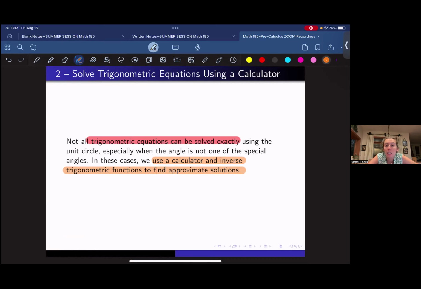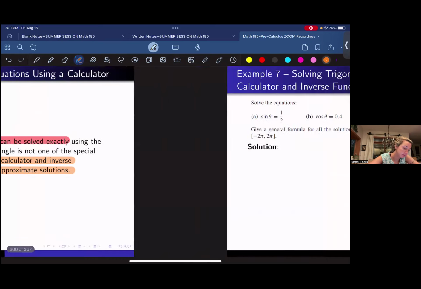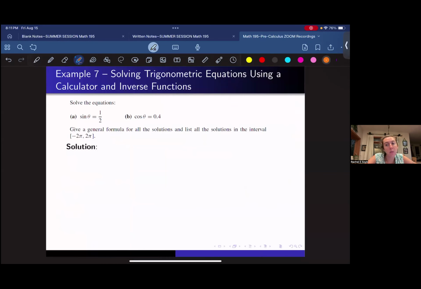So now let's take a look at example 7. Where that first one, we still don't have to use a calculator here, but that second one, we are going to have to use it. So with our first, we're looking at the intervals from now negative 2 pi to 2 pi. And so we have sine of theta is equal to 1/2.